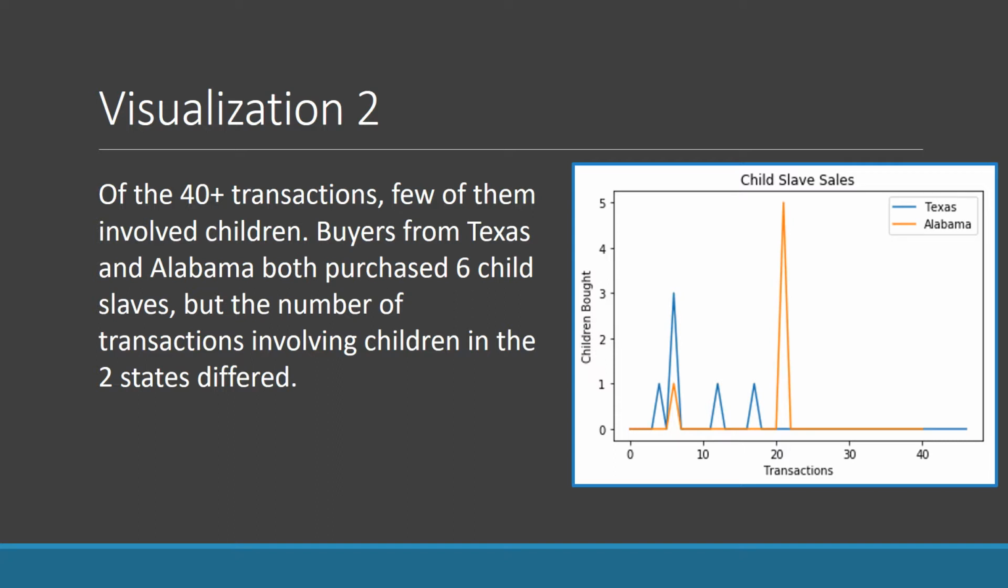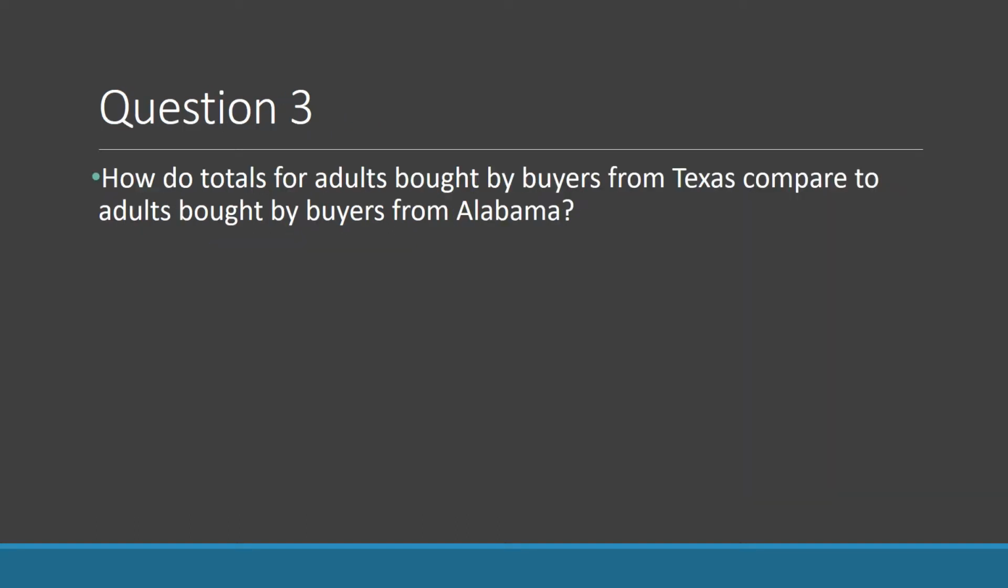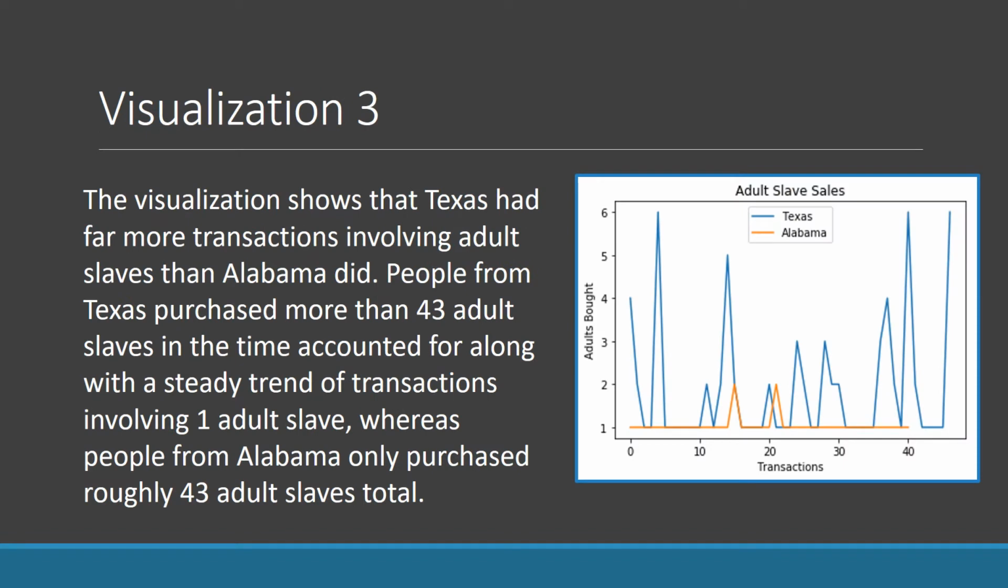The third question answered in this presentation is how do totals of adults bought by buyers from Texas compare to buyers from Alabama? The visualization shows that Texas had far more transactions involving adult slaves than Alabama did. People from Texas purchased more than 43 adult slaves in the time accounted for, along with a steady trend of transactions involving one adult slave, whereas people from Alabama only purchased roughly 43 adult slaves total.